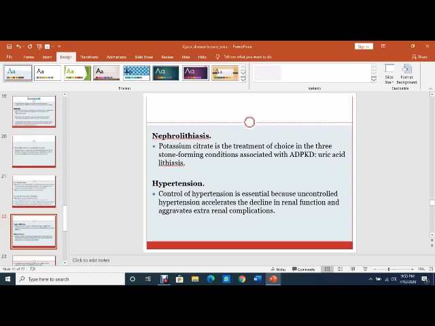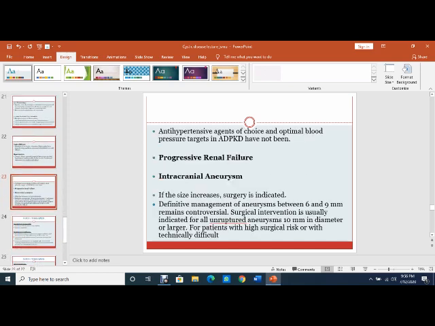We should control the blood pressure, because uncontrolled blood pressure can accelerate the decline in renal function and can aggravate the extrarenal complications. So we should control the blood pressure. Regarding antihypertensive agents of choice and optimal blood pressure target, in these patients we should use ACE inhibitors or angiotensin receptor blockers. These are the drugs of choice to control the blood pressure.